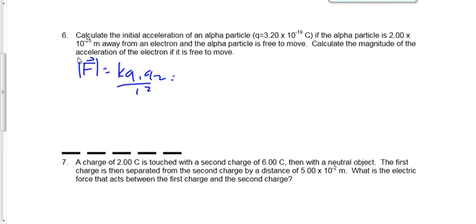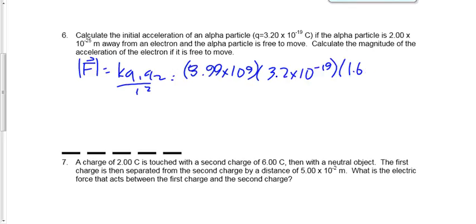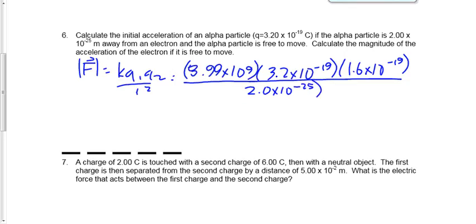Here's the force that acts between the alpha particle and the electron. Coulomb's constant is 8.99 times 10 to the 9. And the charges, 3.2 times 10 to the minus 19 and 1.6 times 10 to the minus 19. The electron is negative, but remember what we do with a negative charge when we plug it into an equation? Always drop the sign of the charge. Always. No exceptions to that. Drop the sign of the charge when it's going into an equation. R is 2.0 times 10 to the minus 25 meters. And we got to square that.